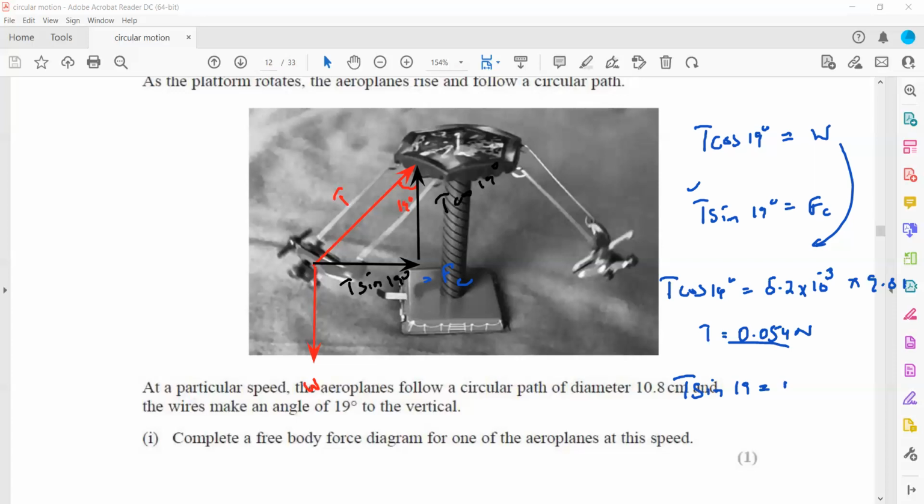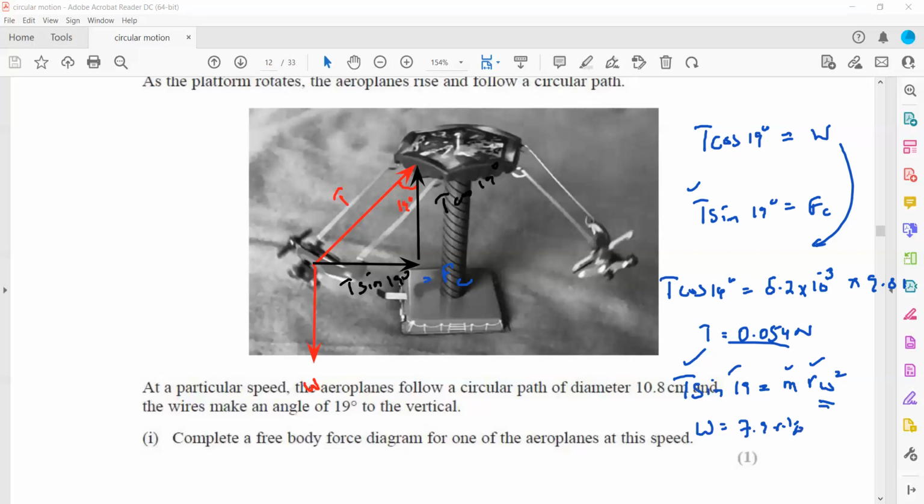And what is centripetal force? It is m r omega square or m v square over r. So we have the tension, we have sin 19, we have the mass, and we have the radius as well. The half of the diameter will be the radius. So this will give us the value of omega. We'll substitute, and after taking a root, we get omega as 7.9 radian per second.